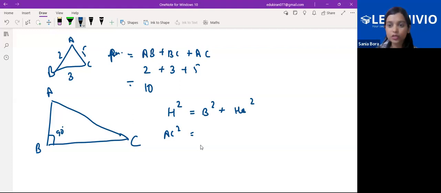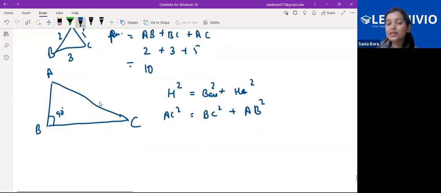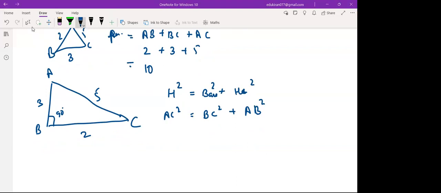Pythagoras theorem, Pythagoras formula. Okay, so AC, B is your base. This B is for base. So base is BC. So BC square plus height, which is your height, this AB. Got it? So for example, AC was 5, this was 2, this was 3. So this is what you have to remember. Clear? Just altitude instead of height.